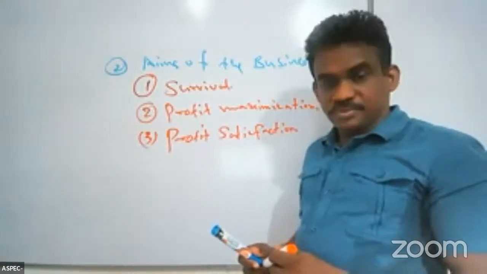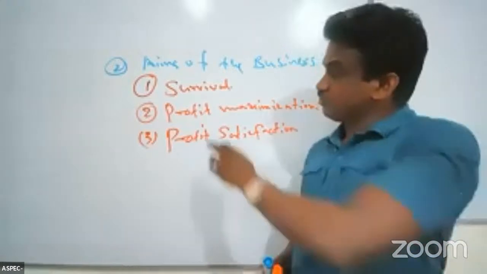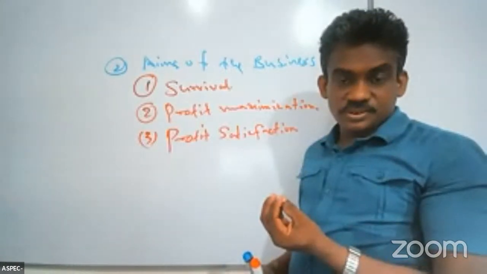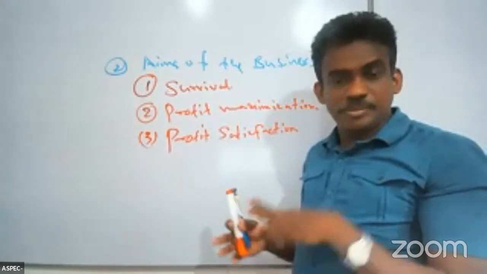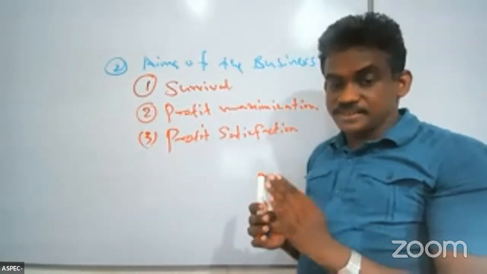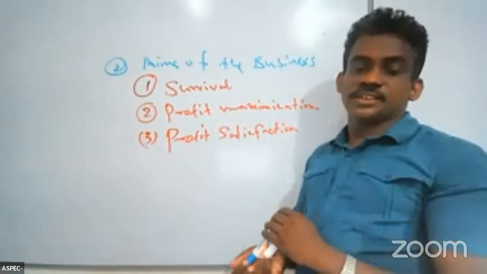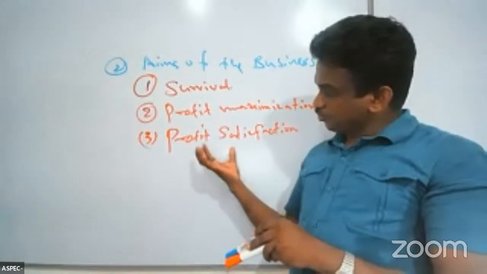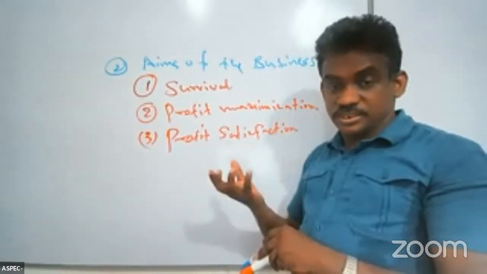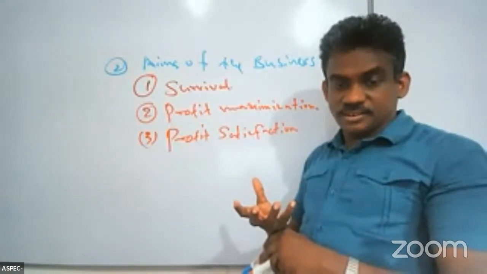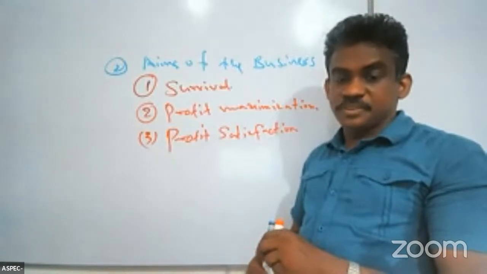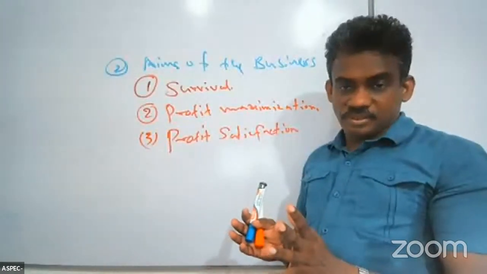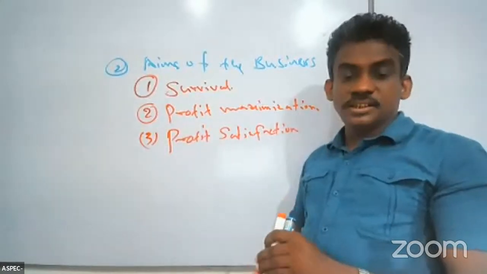Profit satisfaction, right? Even if a business fails to maximize profit, it would not be closed down. The business is not maximizing profit, but it is not closed down. Even with profit lower than the maximum, the business can continue, right? Then profit satisfaction means the business has to earn some kind of profit. Owners of the business are satisfied with the profit. It is okay, right? This is another aim of the business.